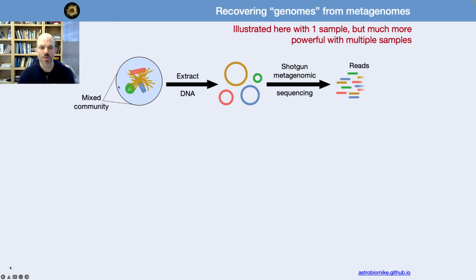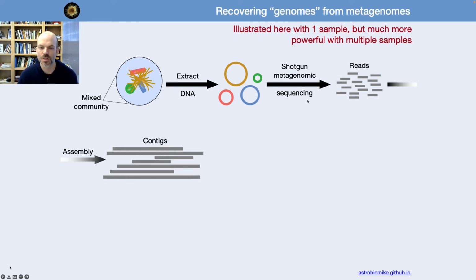So here we have our mixed community of microbes. We extracted DNA from our mixed community, so now we have a pool of DNA molecules in the lab. We do metagenomic sequencing. Shotgun metagenomic sequencing just means random sequencing of all of the DNA. What I call true metagenomics is shotgun metagenomics. We have our reads generated from those DNA molecules, but here it's turning into black and white to acknowledge that we actually don't know which read comes from which DNA molecule. And that's a trick that we will use later on.